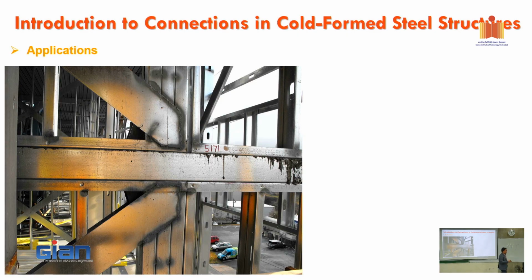So the other type of connection is welding. It's weld connection, and probably very popular, very common in hot rolled steel. But then again, you can use that in cold form steel as well. So this is another example showing the bracing system, and this is where they welded into the frame.